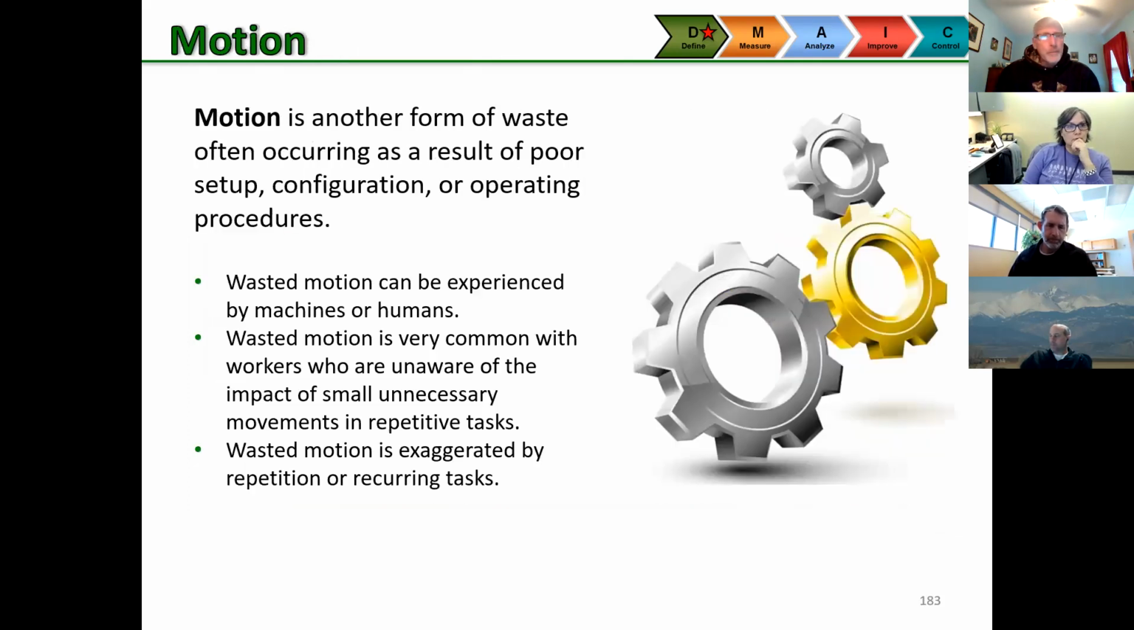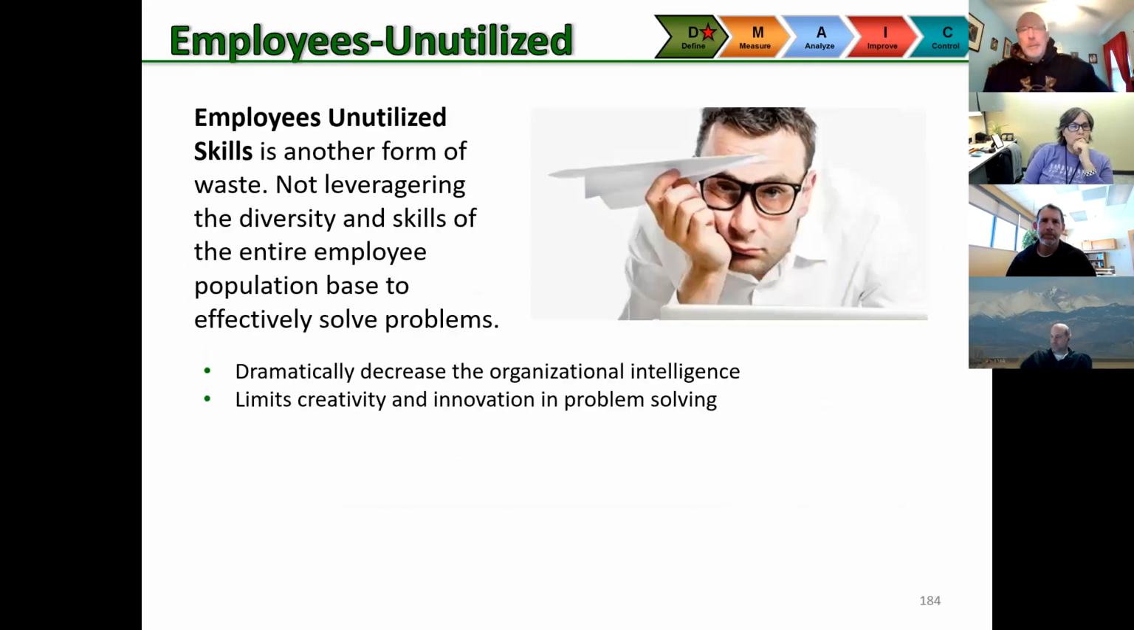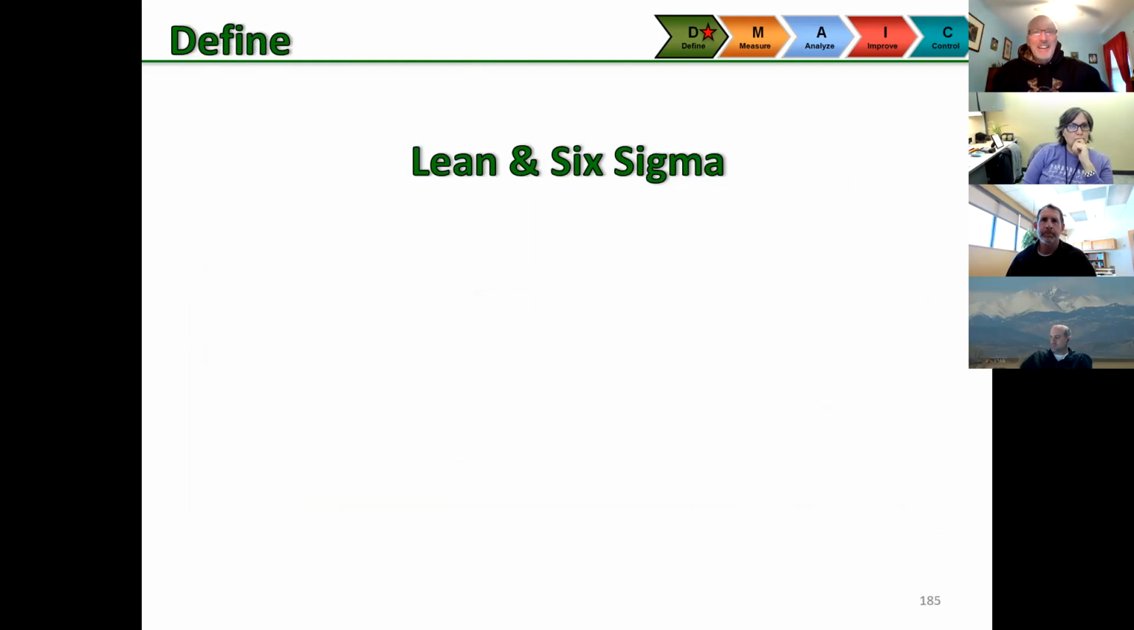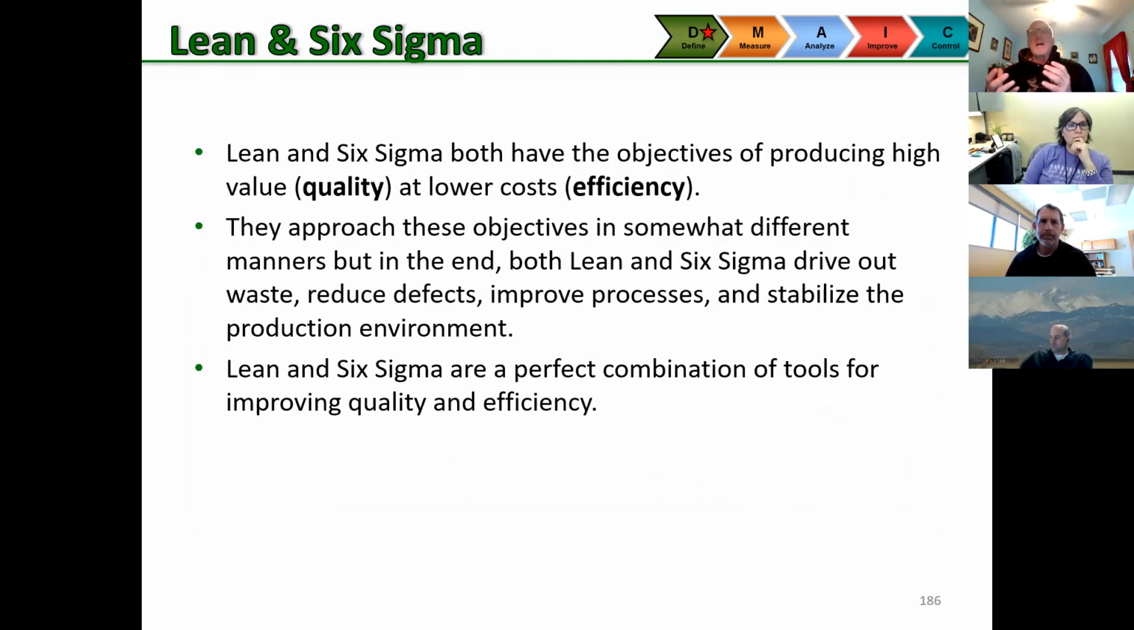And motion, pretty self-explanatory: underutilized employees. I beat that one. And how do they go together? I always think of them both as lean time management, right? In other words, I've got this amount of time. How are we able to take waste out and produce more with the same amount of time? Lean is time management. Six Sigma is about variation, right? In other words, do I get the same result every single time?